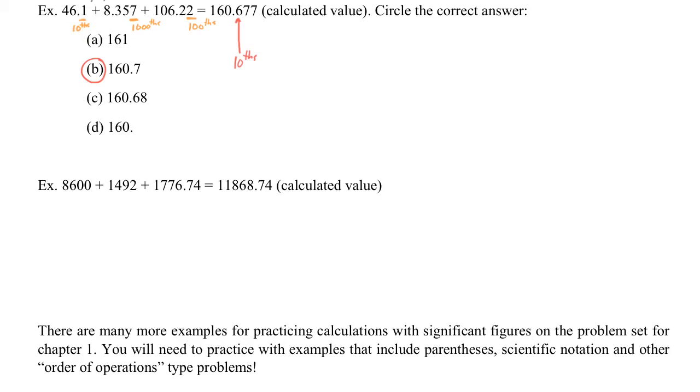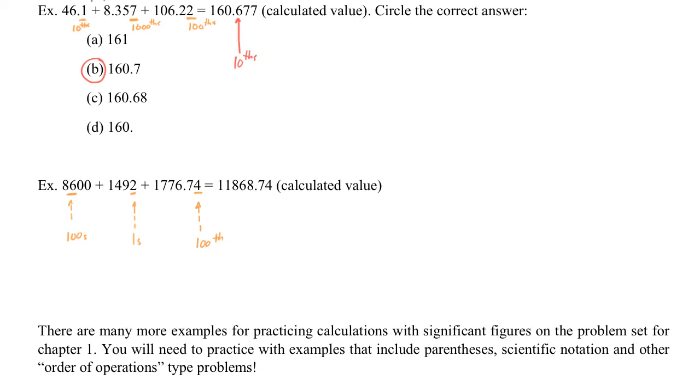First, you need to assess the decimal place value of the least significant figure in each term. For 8600, we're talking about the 6. What decimal place value is that 6 in? That's correct. It's in the 100s position. 1492 has the 2 in the least significant figure position. And what decimal place value does that 2 have? That's correct. It's in the 1s position. 1776.74 has the 4 as the least significant figure. And what decimal place value does that 4 have? That's correct. It's in the 100th position.